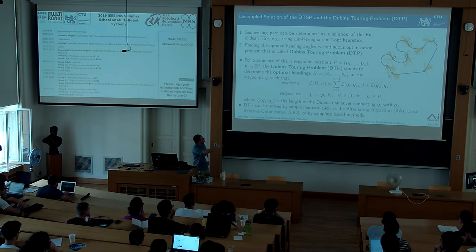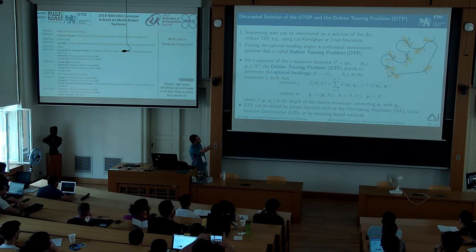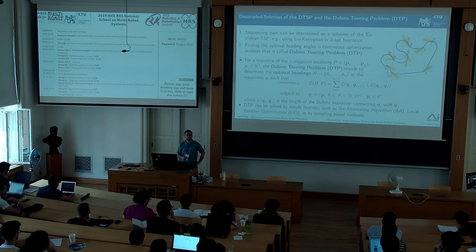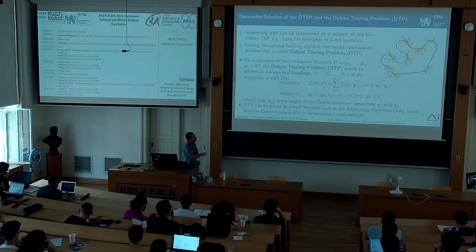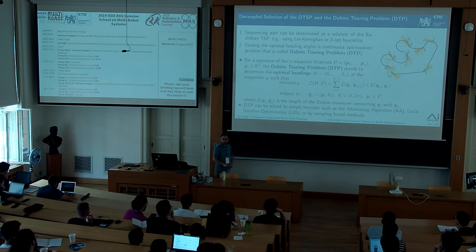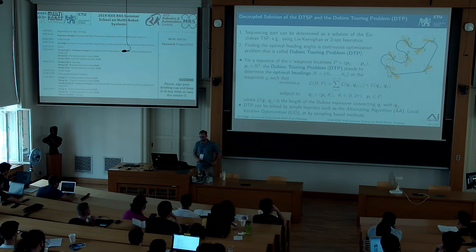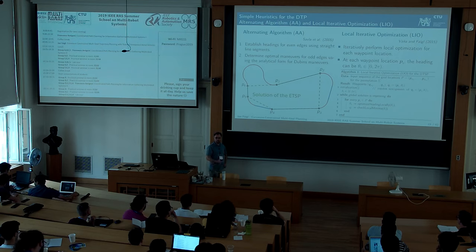So here is, let's say, the formal problem definition. We are minimizing over these headings. So we are looking for the optimal headings at each location. And what you can do is take a really simple, very straightforward alternating algorithm, or you can use some hill climbing methods for the optimization, or you can use sampling. So let's take a look at what the alternating algorithm is.